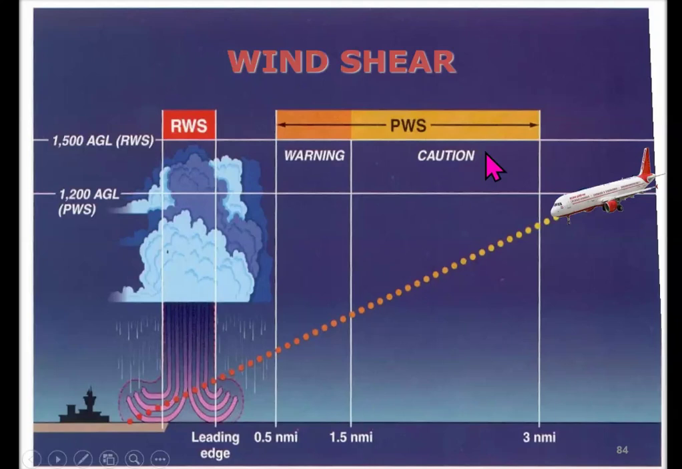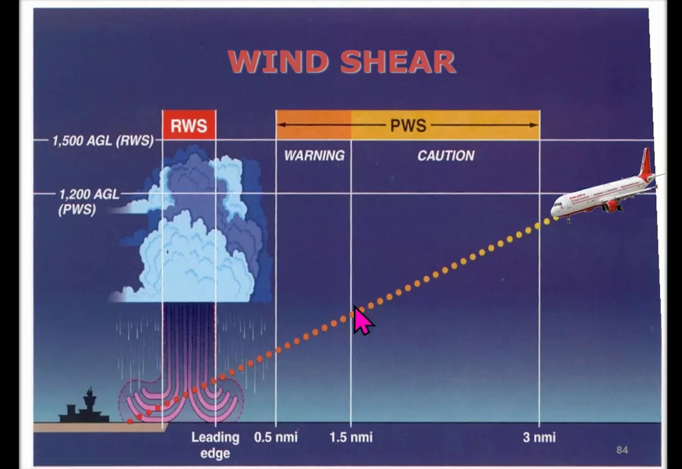Yes, sir. And at a height of 1200 feet above ground level. So much before the impact of wind shear, you get the warning. And you can take the corrective actions. Corrective action is nothing but TOGA. Take off and go around. Just fly away. There is no other option. And wait for the time to come. When the environment is settled, then you come back.